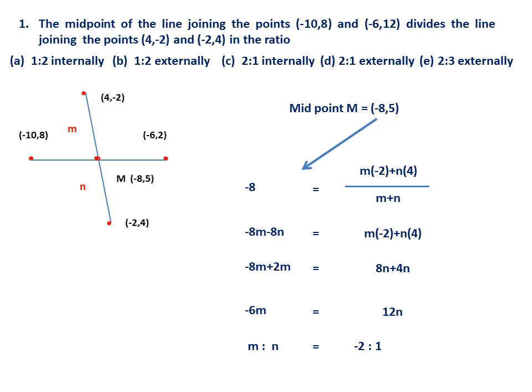And now it is very clear, when the negative sign is there, it is external division. Therefore the option is D, that is 2 is to 1 externally. So this is the answer. So this is the first question. Let us go to the next one.